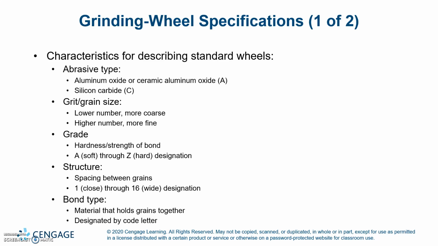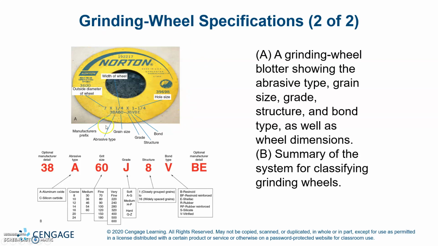You've got your structure, which is the spacing between the grains. 1 is close and 16 is wide. And then you've got bond type, which is the material that holds the grains together, designated by a code letter. So here it is set up the way it would be on a blotter. A grinding wheel blotter shows the abrasive type, grain size, grade, structure, and bond type, as well as wheel dimensions. B is the summary of the system for classifying grinding wheels.